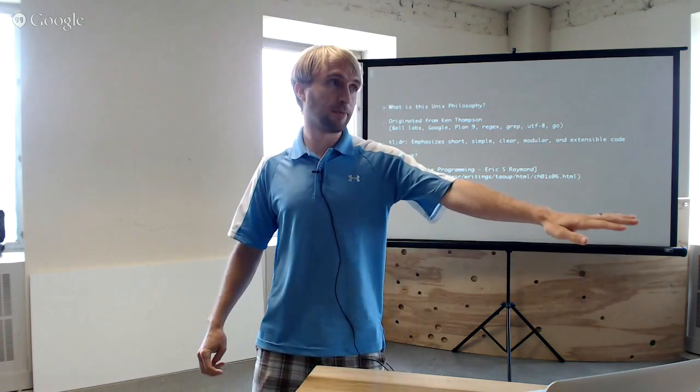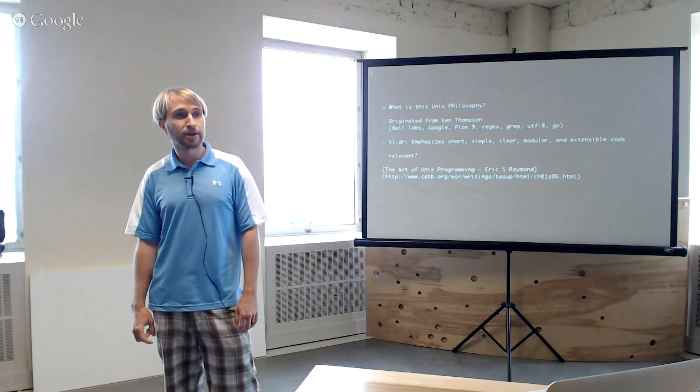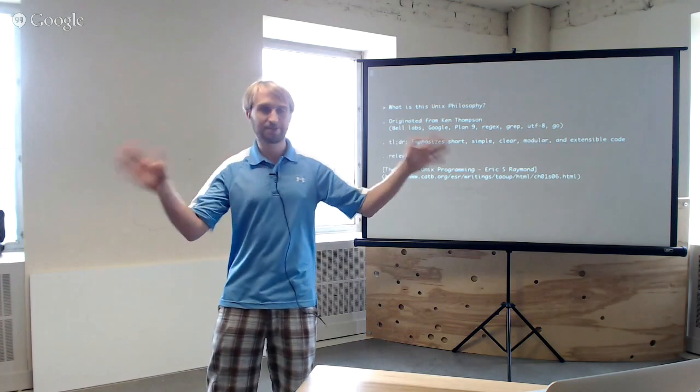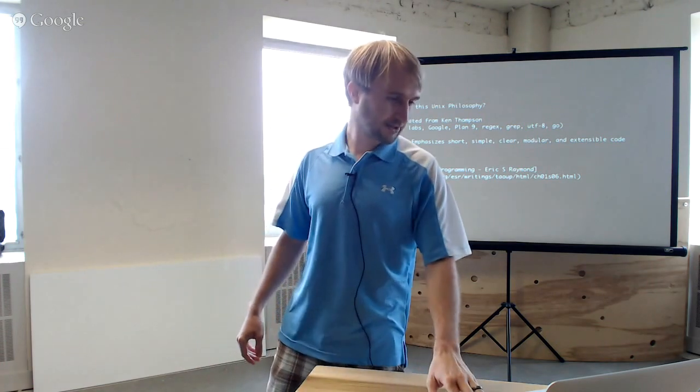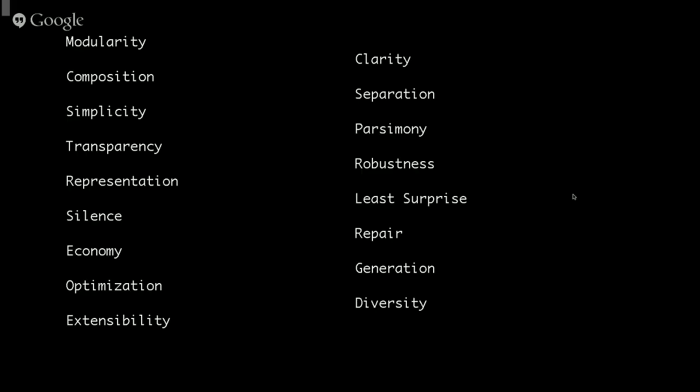Most of this comes from a book by Eric Raymond called The Art of Unix Programming. It's online, and if you're interested, that's where I stole most of this content. So let's get started. This is Raymond's list of 17 rules of the Unix philosophy, and that's a lot. But first of all, it's kind of like the pirate code. It's more like guidelines than actual rules, and we can bake this down a little bit further.